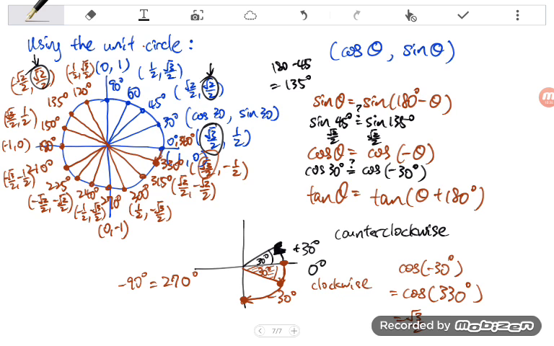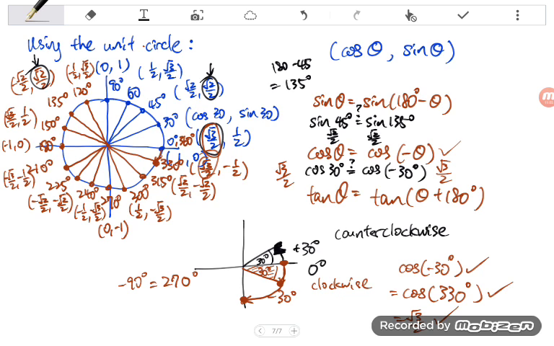And what's cosine 30? Cosine 30, we already talked about it. Cosine 30 is root 3 over 2 as well. And on the right hand side, cosine of negative 30, which is the same thing as cosine of 330, that is also, which is the x coordinate, so that would also be root 3 over 2. So we just verified the second property as well. Okay? Now, the last one, tangent of theta is equal to tangent of theta plus 180.